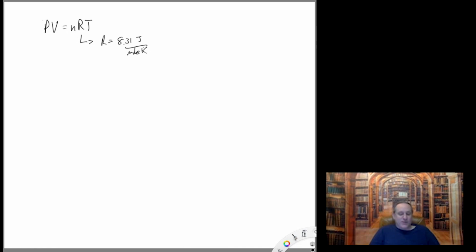But in physics, we actually tend to write this equation a little differently. This is how chemistry classes do it. They like to measure how much gas you have with n, the number of moles.